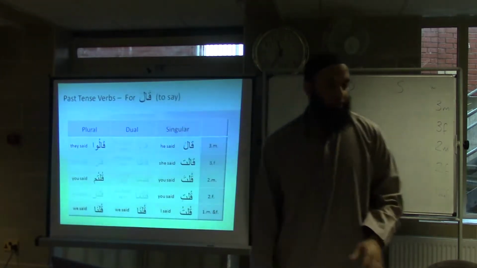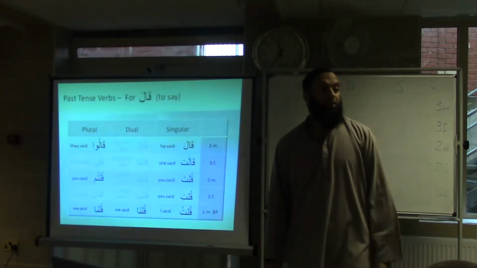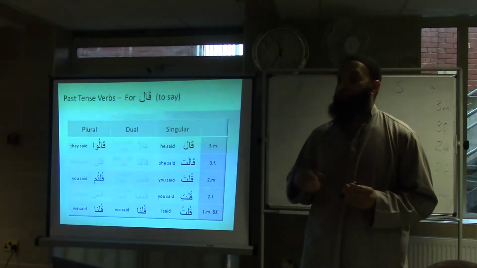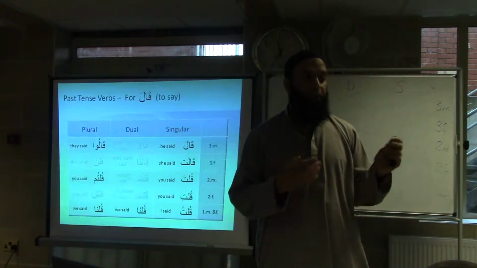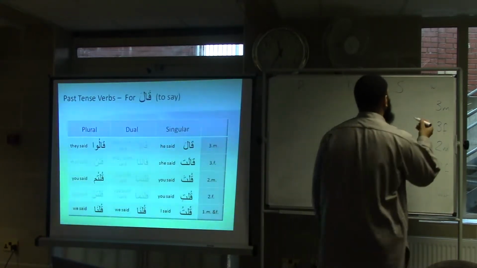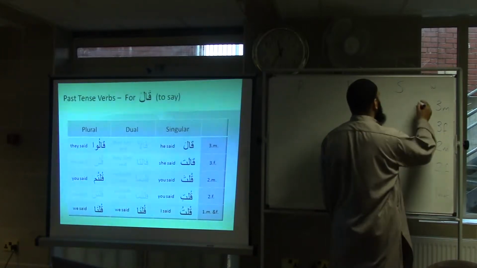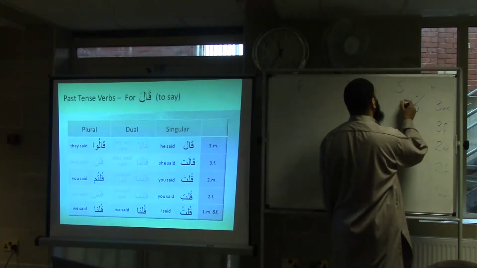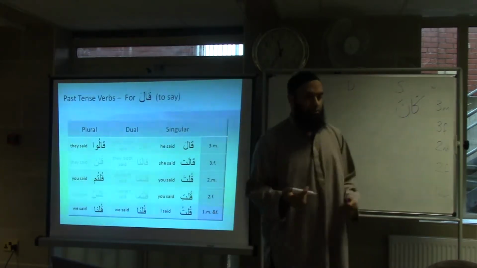So the book made another table, another chapter just for the verb kana, to show us the different ways of saying kana. Okay, so let's go for it. I'll do the first one, so you can't say I don't do any work. Kana. Kana means he was, yeah?